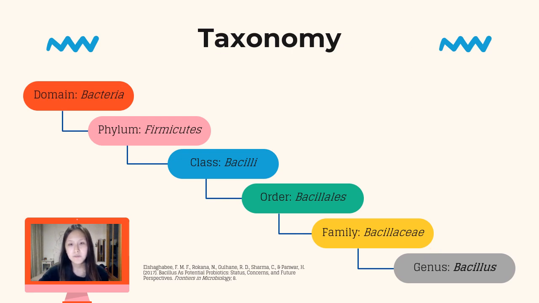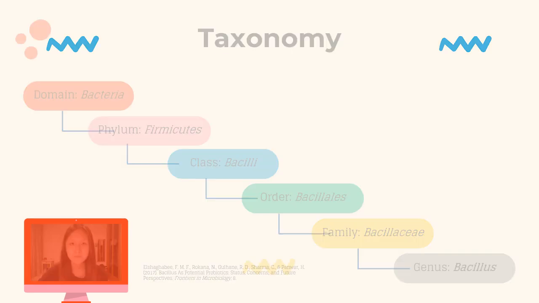Now, after the rank of genus, we would normally have species, but I'm not going to name all of the species here because there are hundreds of them. So a few examples could include Bacillus cereus or Bacillus pumilus.